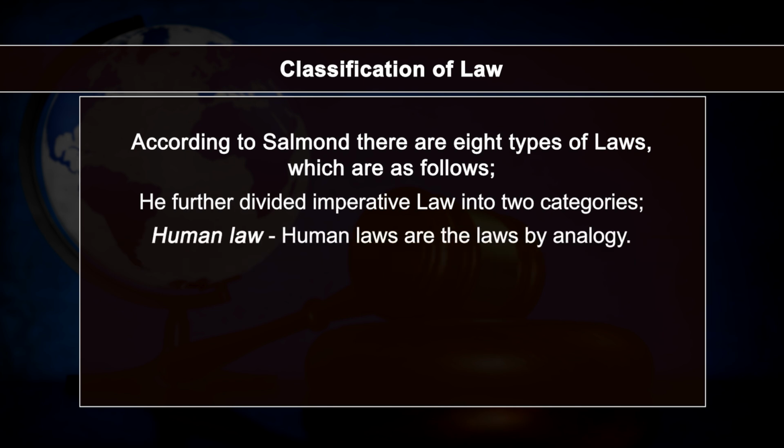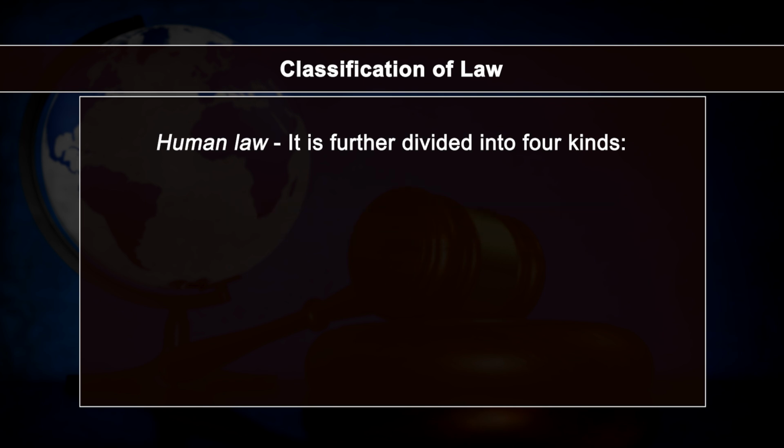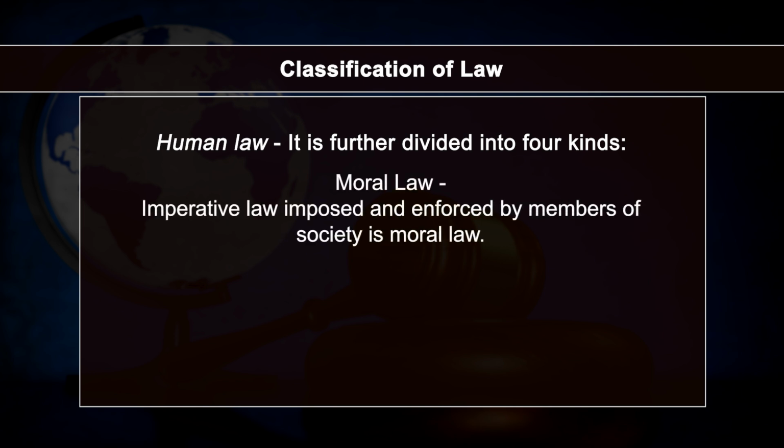Human laws are the laws by analogy. It is further divided into 4 kinds. First one is civil law. Imperative law imposed and enforced by the state is called civil law. Dear friends, second one is moral law. Imperative law imposed and enforced by members of society is moral law.